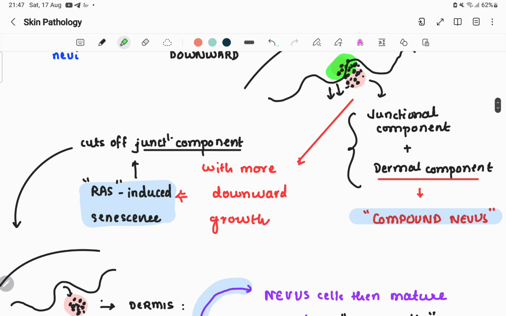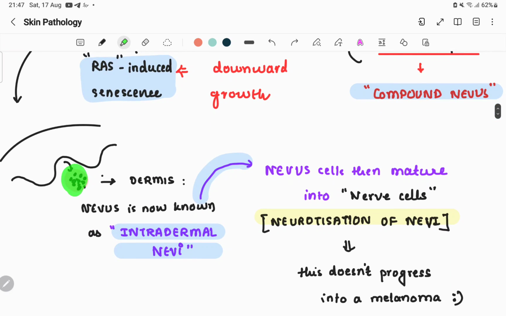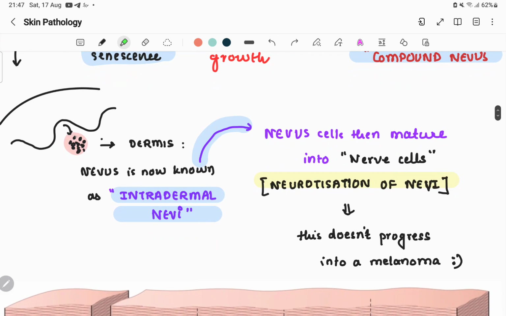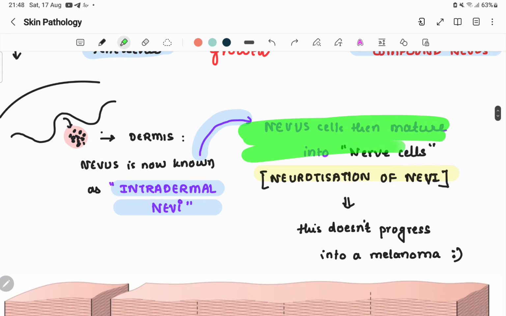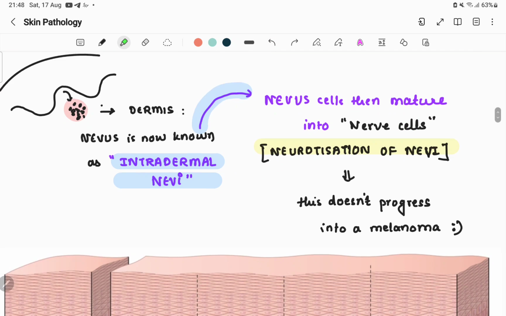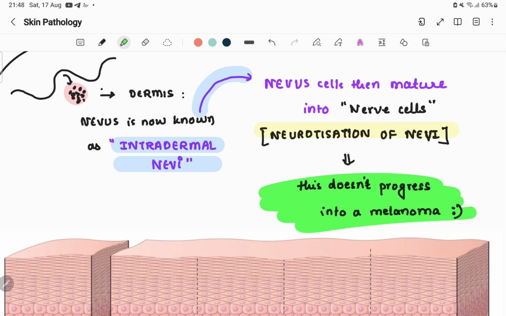It grows more downwards. Then this epidermal portion starts disappearing. This whole part comes to the dermis, it cuts off the junctional component, and this is now called the intradermal nevus. Then what occurs is a phenomenon of RAS-induced senescence. Due to this, the nevus cells mature into nerve cells, which is called the neurotization of the nevus, and this will prevent progression into a melanoma.